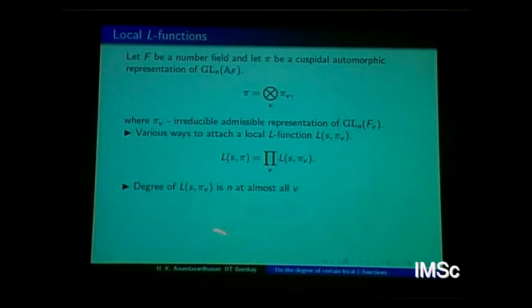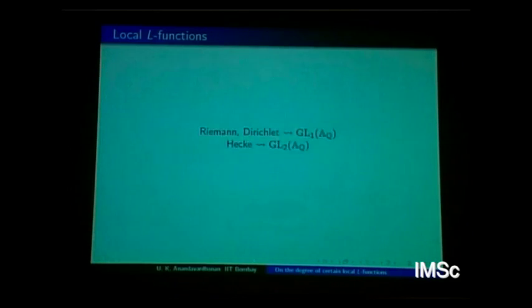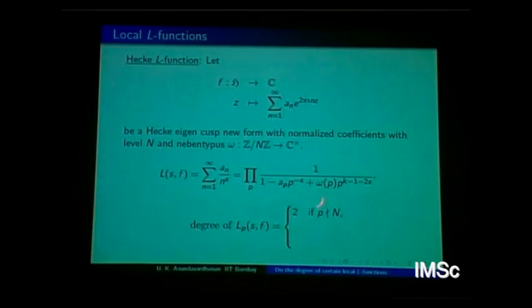So the degree of L(s, π_v): in all these examples, most often it was the maximum possible, right? When p does not divide n, so almost all the places it was the maximum possible. For GL2 it was 2. In the other case, the Dirichlet L-function, mostly it was 1. And otherwise it could come down, and it did take 1 and it took 0 at a particular place.